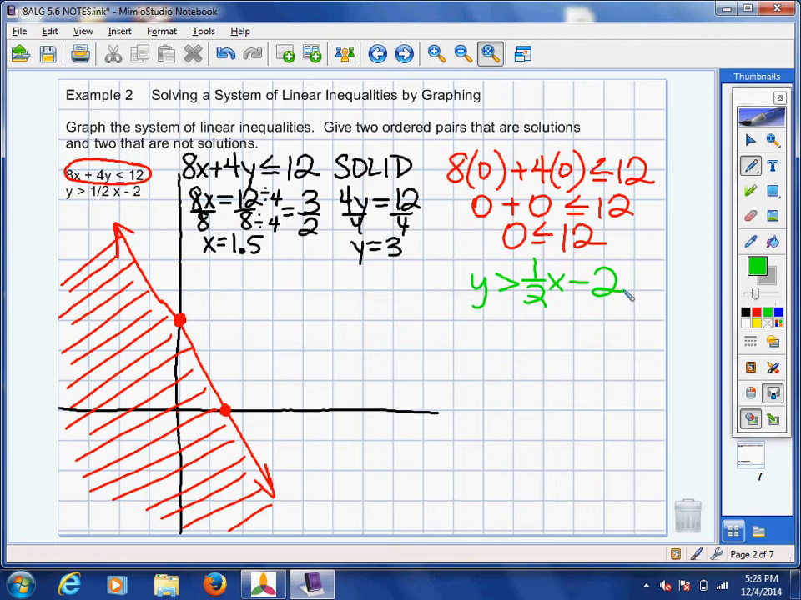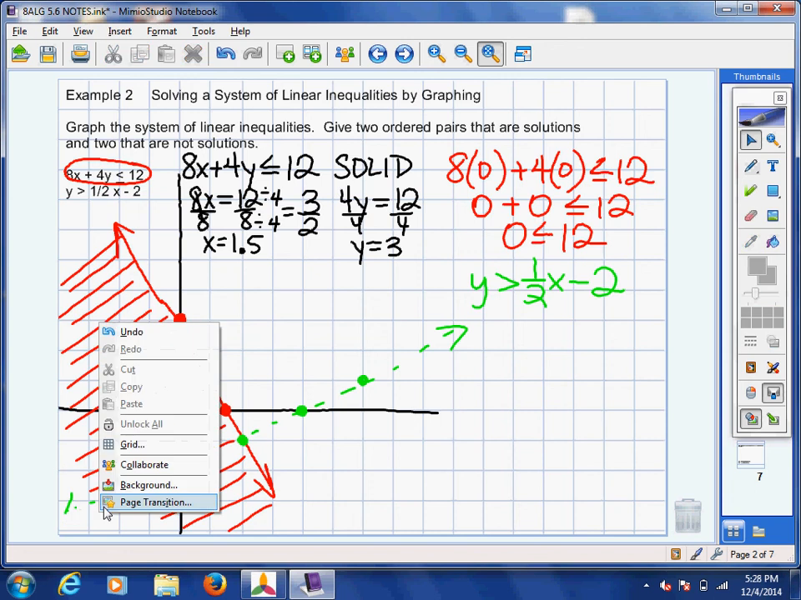My y-intercept is at -2, so I'm going to mark it with my new color, and then I'm going to use my slope to find other points. So up 1, right 2, up 1, right 2, up 1, right 2, or I could have gone down 1, left 2. I could have done that too. And then remember, there's no equal to sign, so dash this line, okay? All right, there it goes.